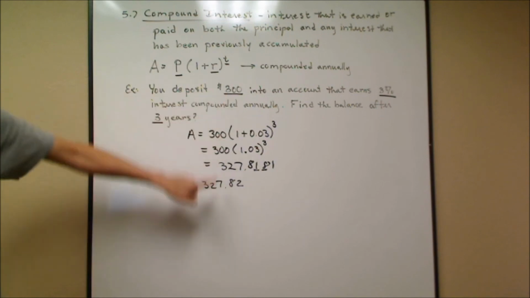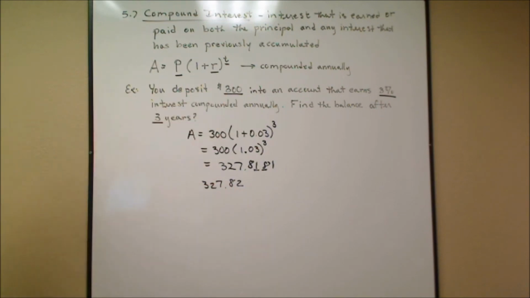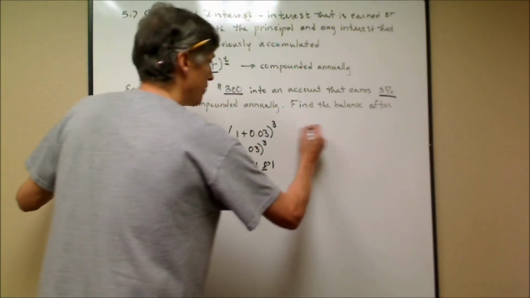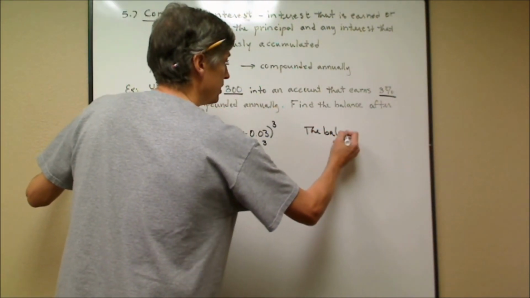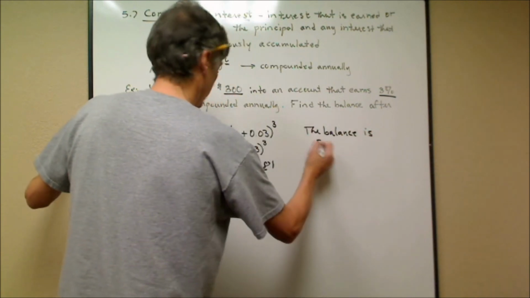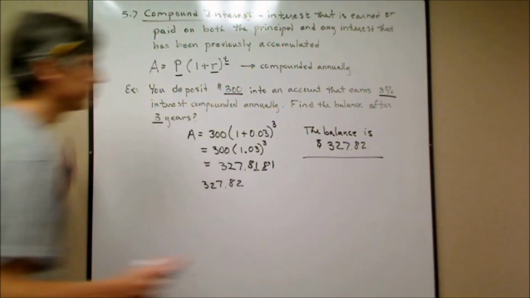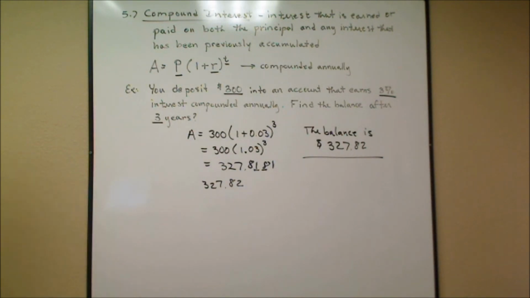That's the amount of money I'm going to have in this account. The $300 plus, it looks like $27.82 in interest. So find the balance. The balance is $327.82.